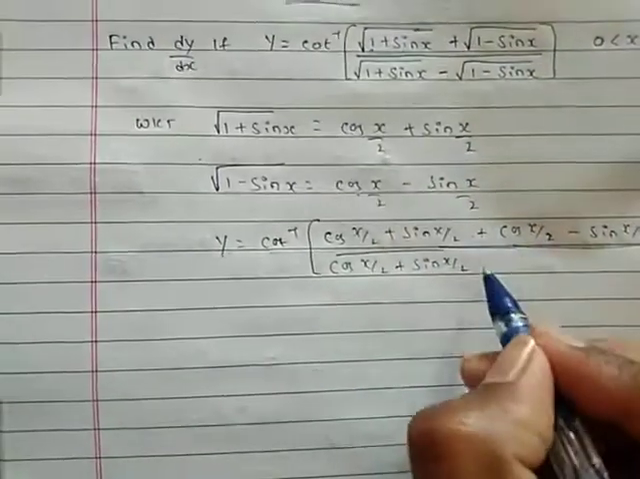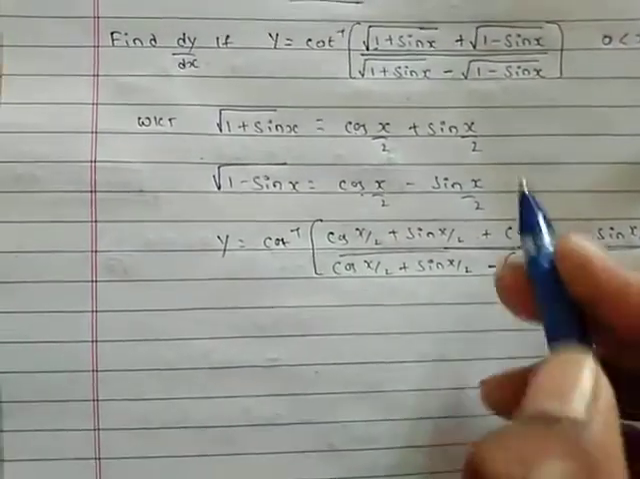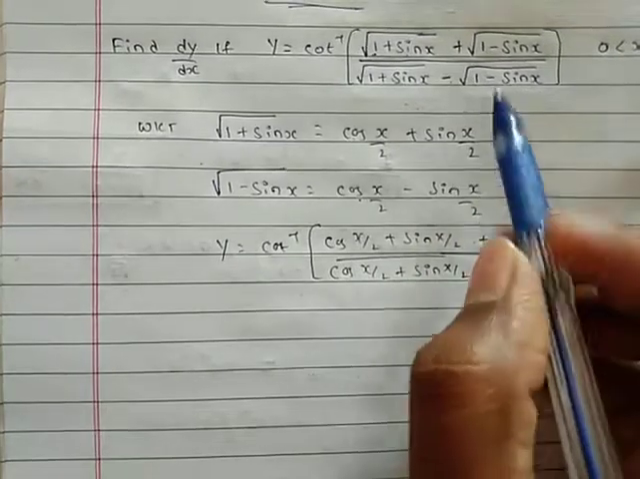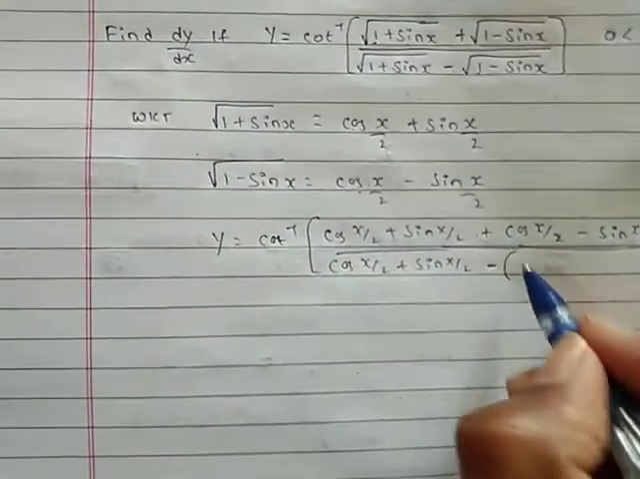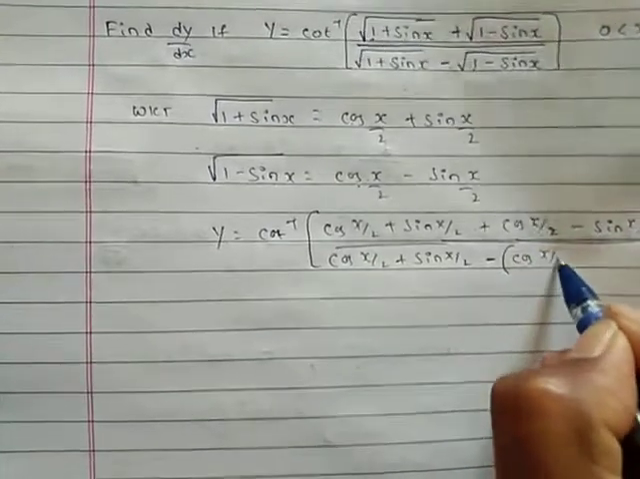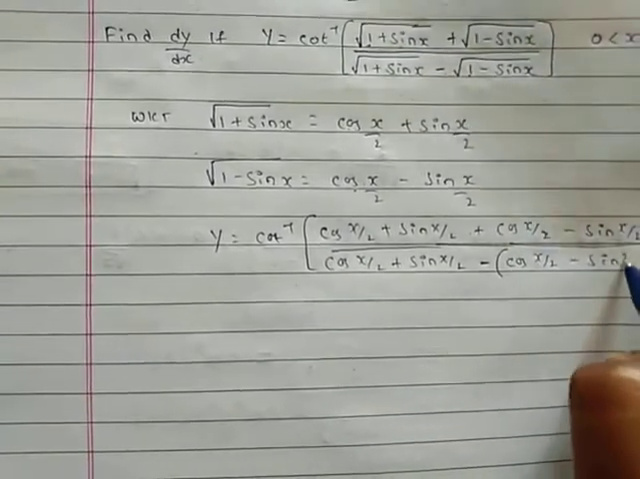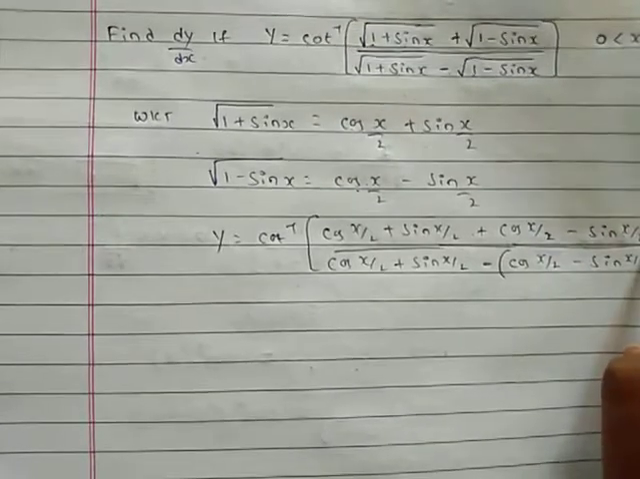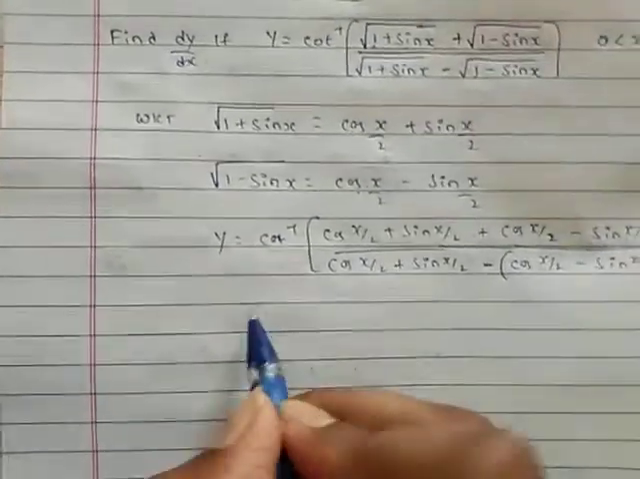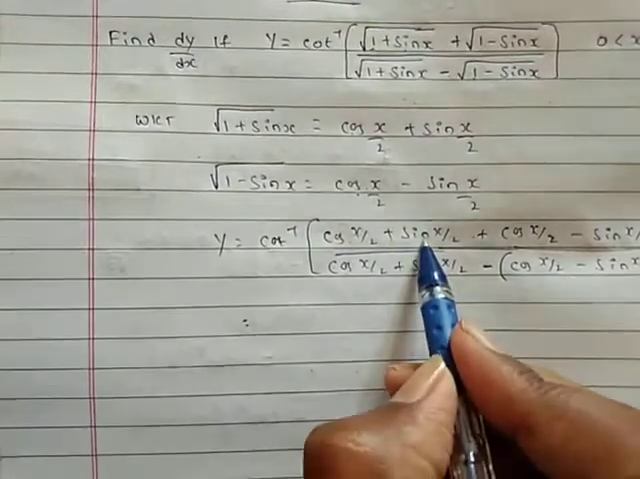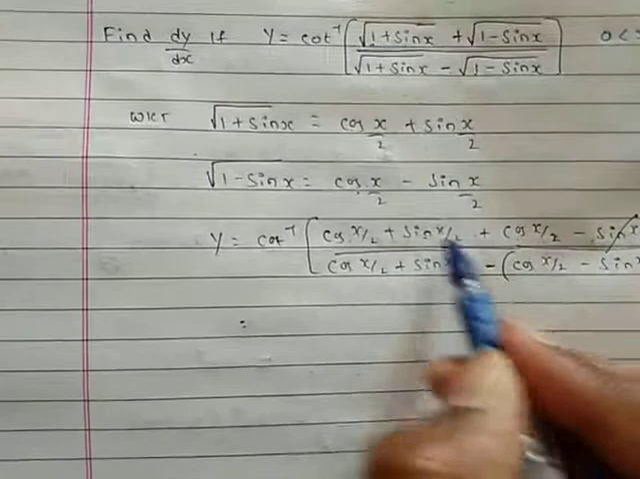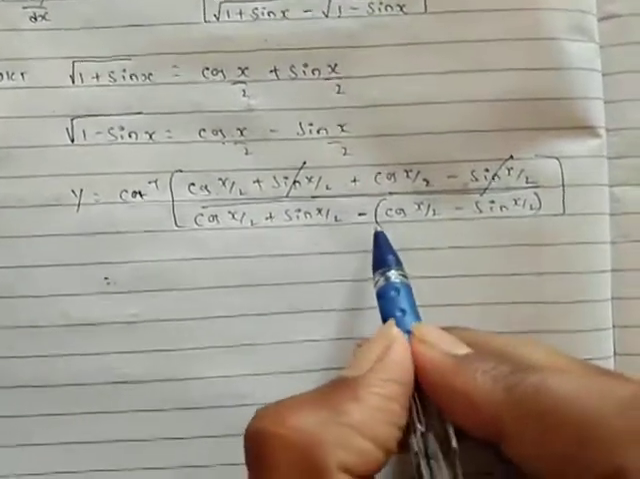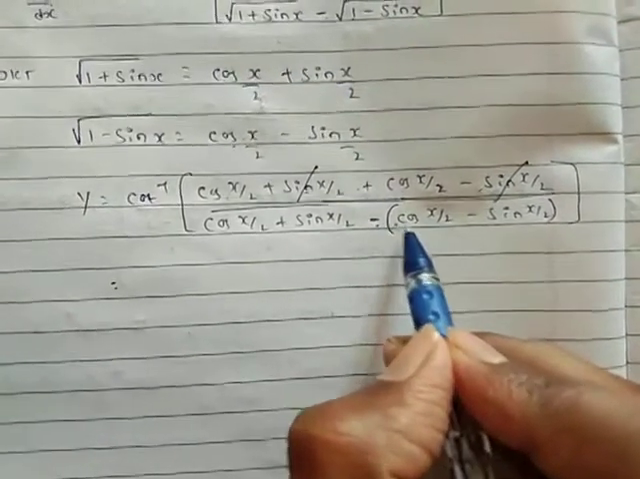minus, we are applying the bracket here because it comes in a negative way. So root of 1 minus sin x can be written as cos x by 2 minus sin x by 2. So observe here, cos x by 2 plus sin x by 2 plus cos x by 2 minus sin x by 2. So minus sin x by 2 plus sin x by 2 cancel here. So remaining here, minus into plus is going to be minus cos x by 2.